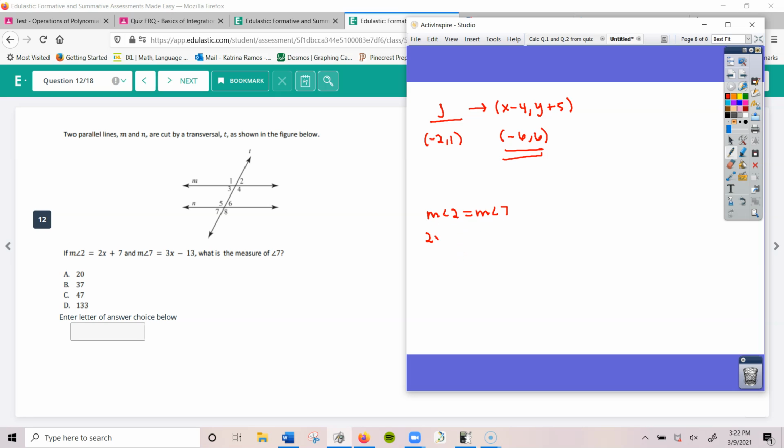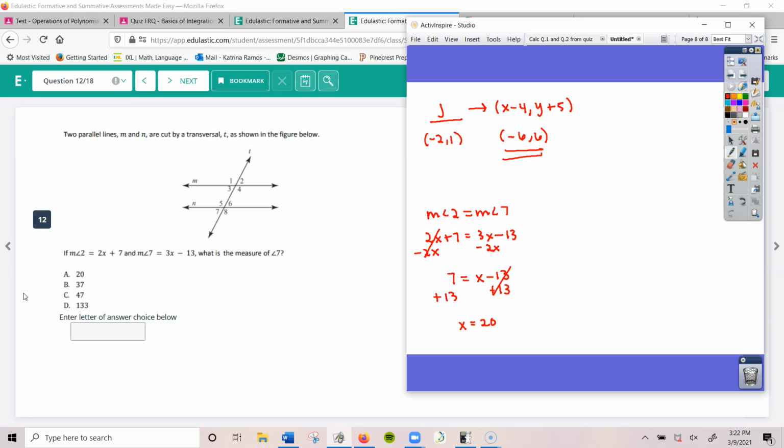Angle 2 is 2x plus 7, and the measure of angle 7 is 3x minus 13. We use this to solve for x. However you choose to solve it is fine. I'm going to subtract this 2x over. So that gives me 7 is equal to x minus 13. And then I'm going to add the 13. And I get that x is equal to 20.